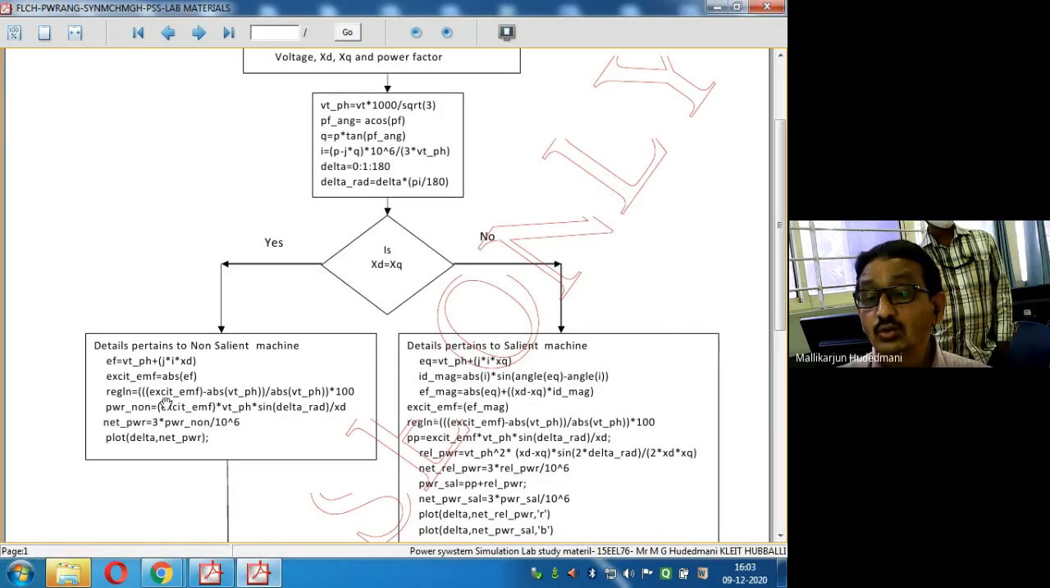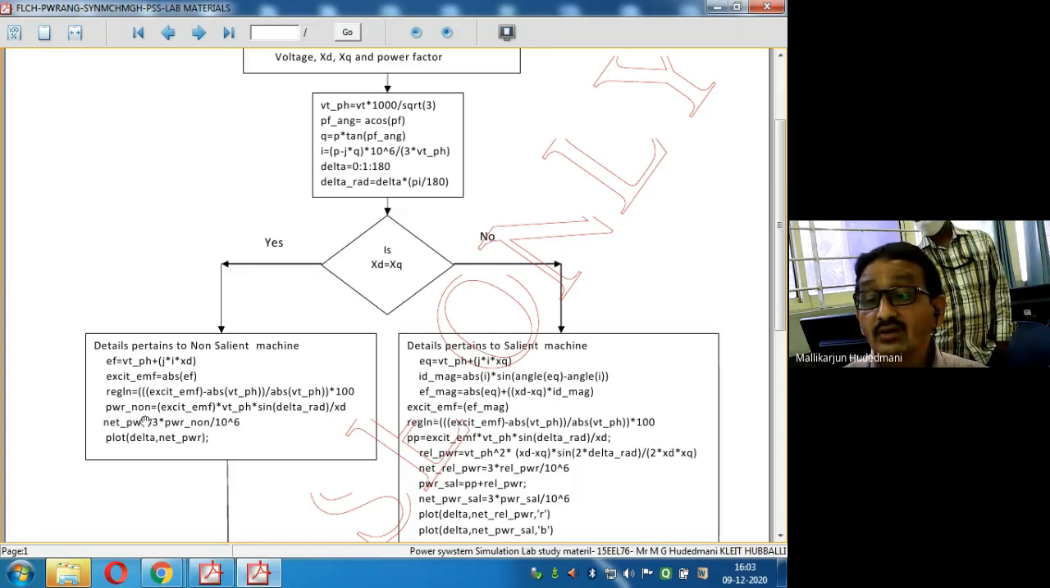Regulation equal to numerator over denominator. What is the numerator? EF minus the absolute value of Vt. Vt per phase is complex, and I want only the magnitude, hence it is called absolute Vt. The difference is divided by the absolute V per phase. When I take the difference EF minus Vt divided by Vt into 100, it should give me the regulation characteristics of the synchronous machine. Then once I know the regulation, I am in a position to get power non-salient.